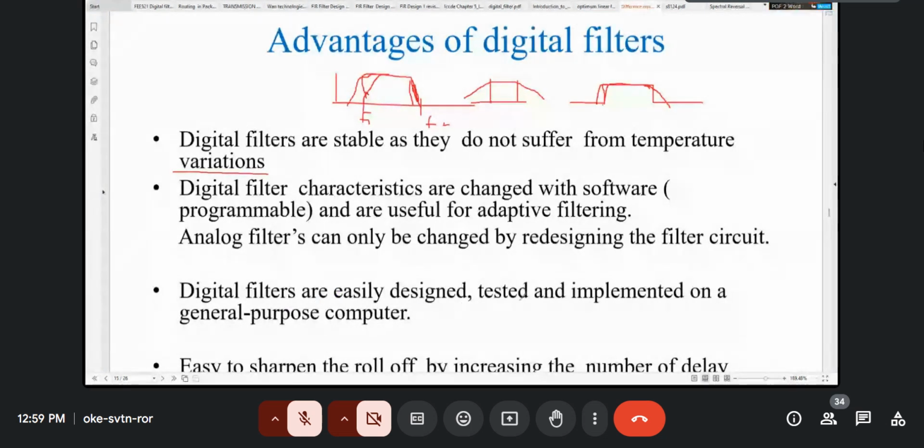Digital filters are easily designed, tested, and implemented on a general purpose computer. You can actually design your filter purely on MATLAB, generate your code, and implement your filter. And even the filtering operation itself can be done in the computer. But you can design and you can test, that's what you'll be doing in MATLAB. And then you can use that code which you have generated to actually carry out filtering operations.